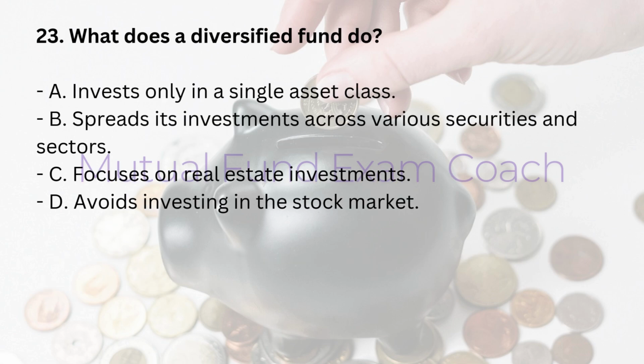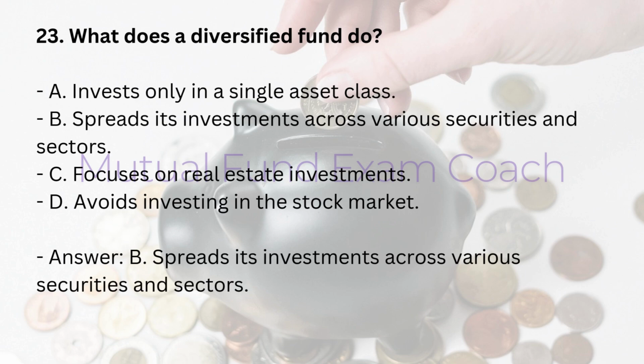23. What does a diversified fund do? A. Invests only in a single asset class. B. Spreads its investments across various securities and sectors. C. Focuses on real estate investments. D. Avoids investing in the stock market. Answer: B. Spreads its investments across various securities and sectors.